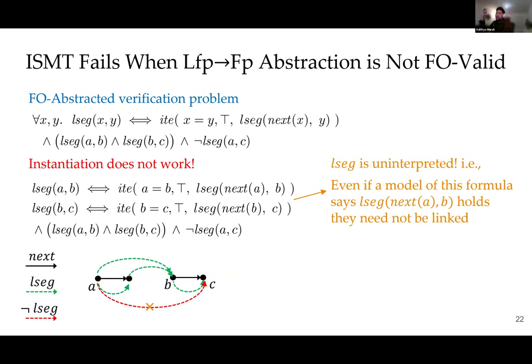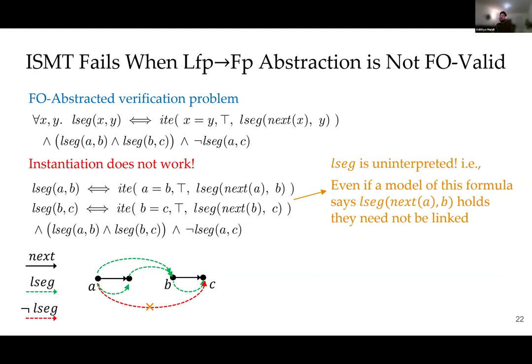And the reason that this happens is, remember, when we do the first order abstraction, the lseg is actually an uninterpreted function. It no longer has a definition. It's just constrained by this universally quantified formula, which in fact we have also thrown away and got into the abstraction where we only have certain quantifier-free formulas. So a model can give a valuation to list segment that need not reflect whether two elements are actually linked, right? So this is such a model where you can see that the model says A is linked to B and B is linked to C, but A is not linked to C.